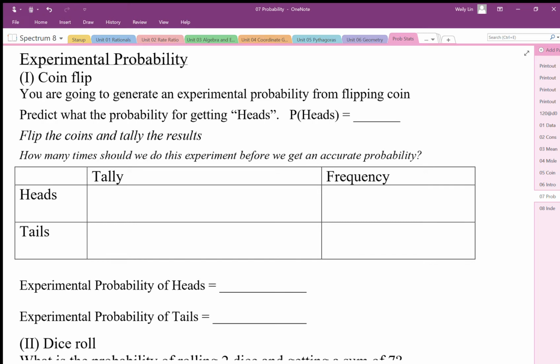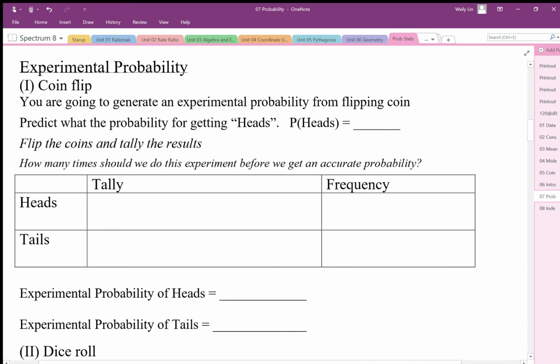For this next part, what I would like you to do is an actual experiment. So get some coins and a dice, and I want you to do this experiment. We're going to first do a coin flip, and I'll show you what this should look like, and you're then going to go ahead and do it on your own. So you're just going to generate an experimental probability.